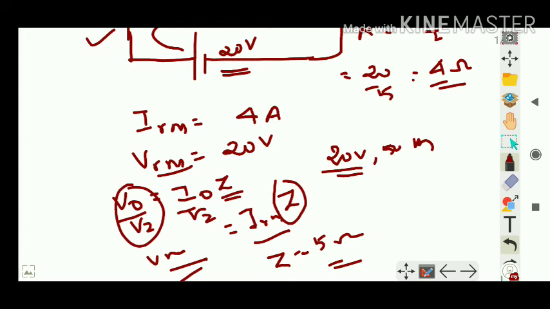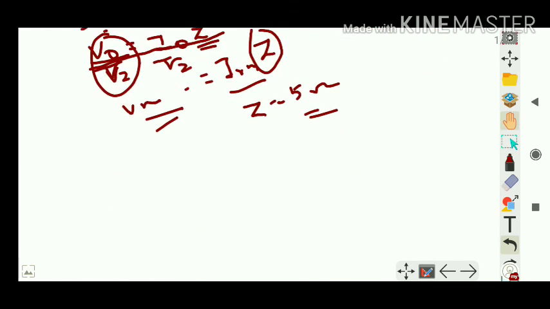Take your time. I hope you understood what we did, right? You have the equation, that is V0 is equal to I0 into Z, right? In place of V0 I wrote V0 divided by root 2. Then if I am dividing this by root 2, then this has to be divided by root 2. So peak voltage by root 2 is RMS voltage, peak current by root 2 is RMS current. So you will get VRMS is equal to IRMS into Z. So you know VRMS and IRMS, you can find the impedance value which is 5 ohm. Simple, right?